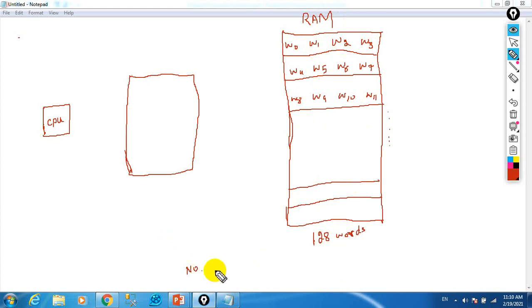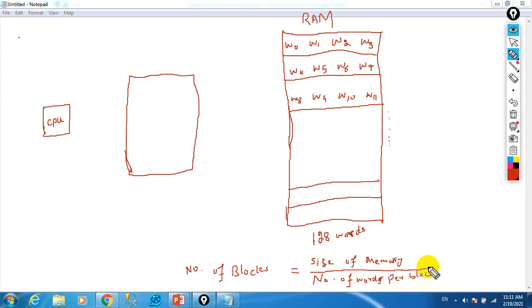The formula is: number of blocks is equal to the total size of memory, the total number of words in memory, divided by the number of words per block. These are the formulas. How many total blocks are there?